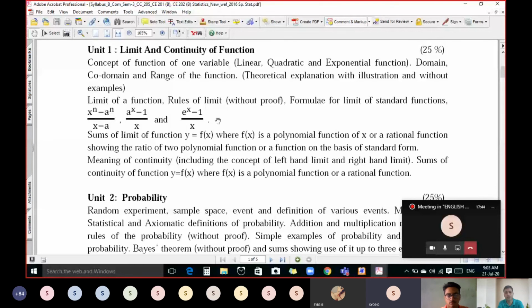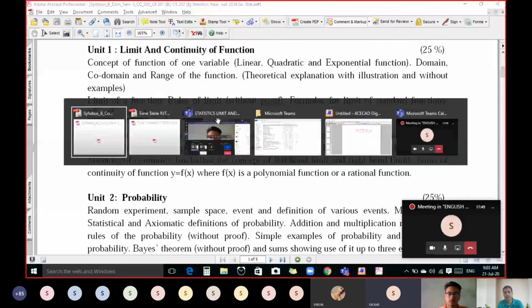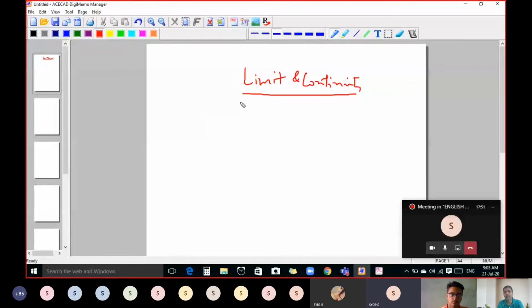Formulas or results. So let us start. Limit and continuity. See, suppose there is one function f of x equal to something.